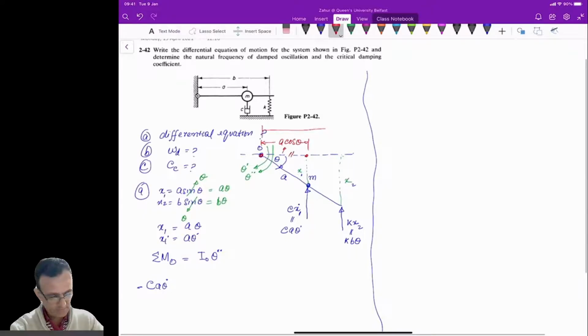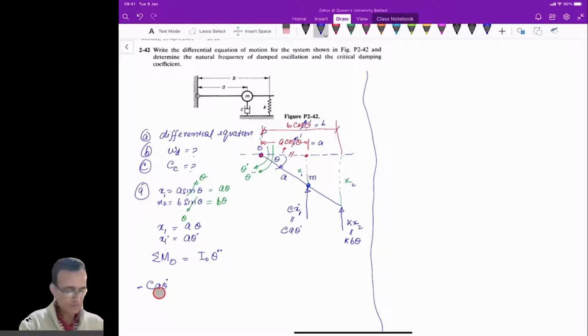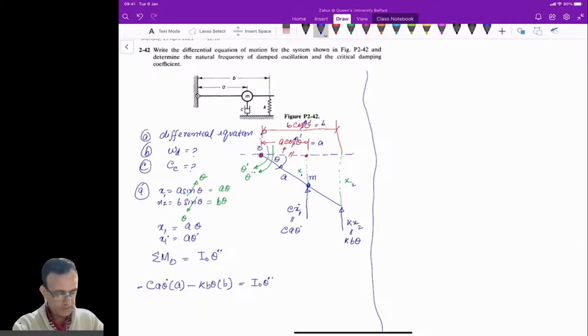And this distance from here to here is b cos theta. Because the angle is very, very small, cos theta is equal to 1. Then this is b and this is a. So you just need to multiply this force with a. In this case, it's k b theta, so you multiply with b, and it equals I naught theta double dot here. So you get this equation here.